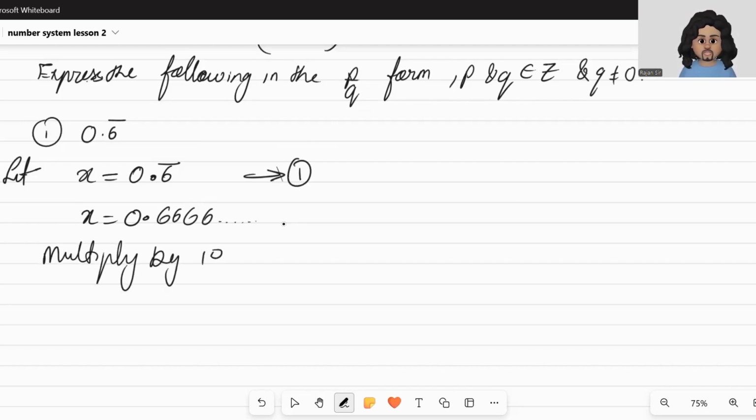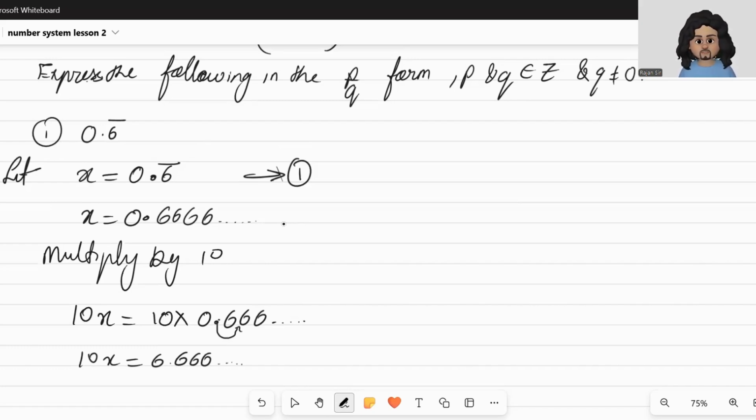10. So when you multiply by 10, we get 10x is equal to 10 times 0.666 and so on. Now, why are we multiplying only by 10? Because there's a bar on only one digit. So we take 10, that is, it has only one 0. So we shift the point to the right side after multiplying by 10. So we get 6.666 and so on. Now we can shorten this by writing it as 10x equals 6.6 bar. Take this as equation number 2.